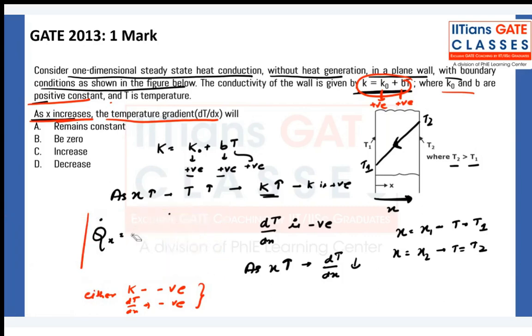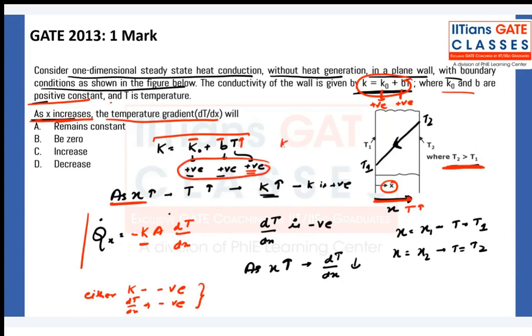Minus KA dT/dx. Now I can find out that K is a positive quantity. Why? Because this is the relationship that they have given. This is positive, this is positive. And I can say that as X is increasing in this direction, they have given us that T2 is greater than T1. So as X is increasing in this direction, temperature is increasing, so it is a positive value. So that means it can never be negative. K will be positive, of course. So K is a positive value.